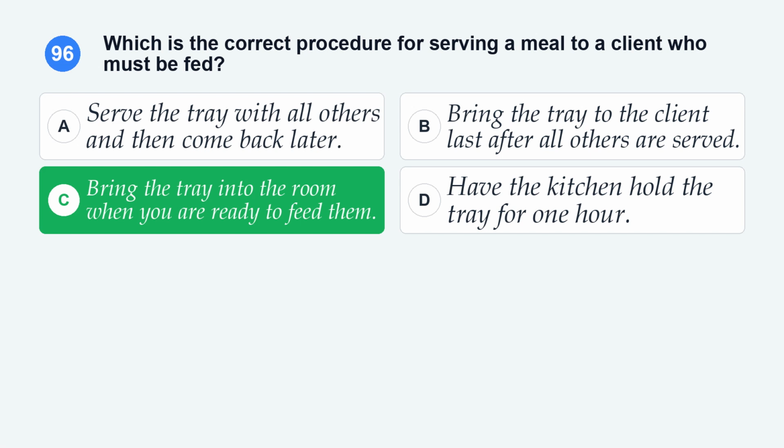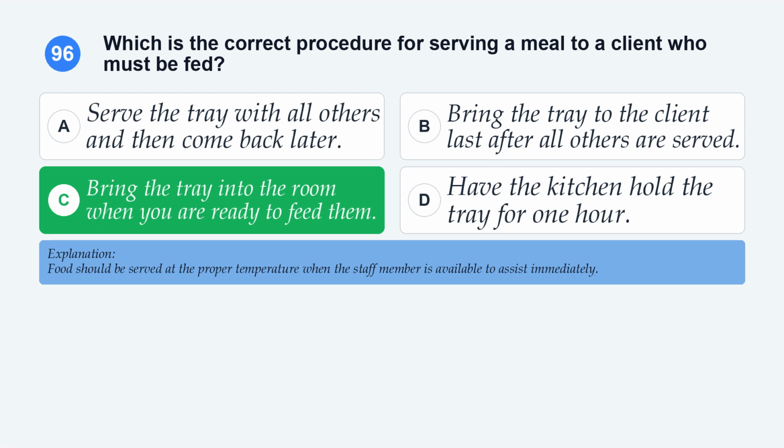The correct answer is option C, bring the tray into the room when you are ready to feed them. Explanation. Food should be served at the proper temperature when the staff member is available to assist immediately.